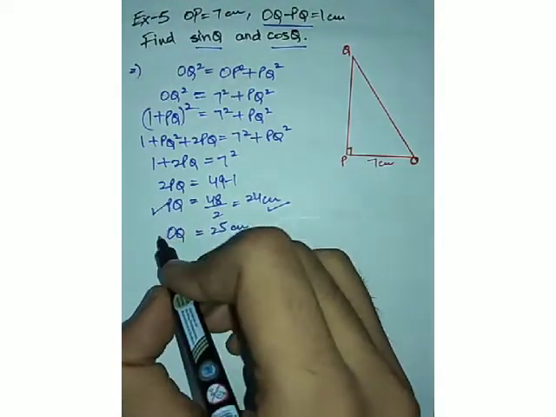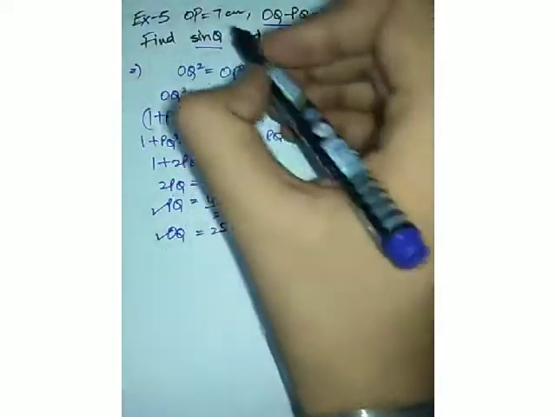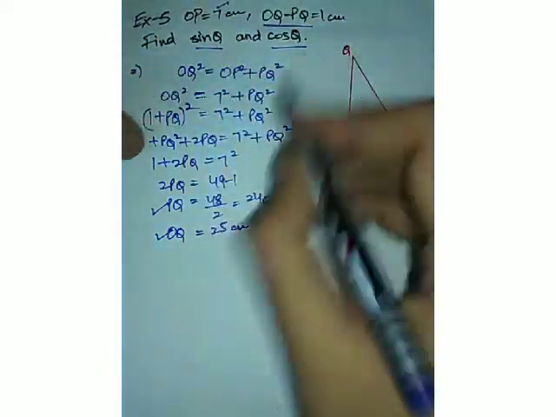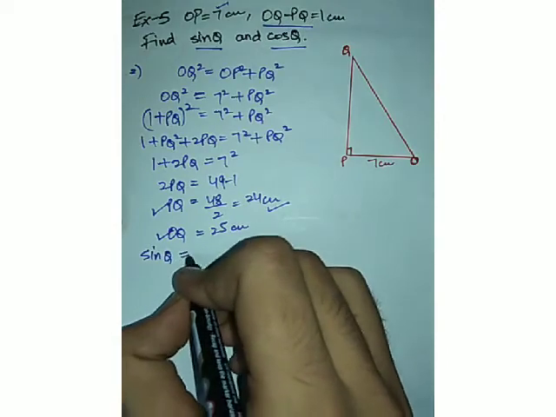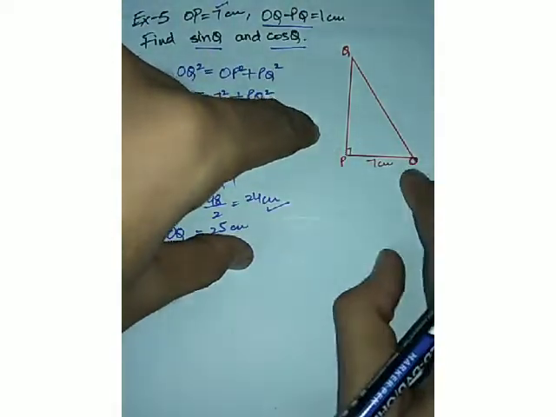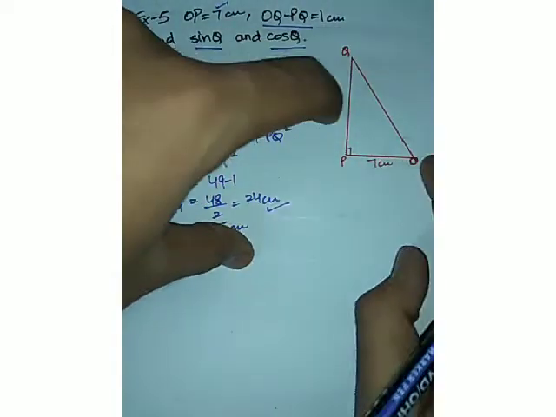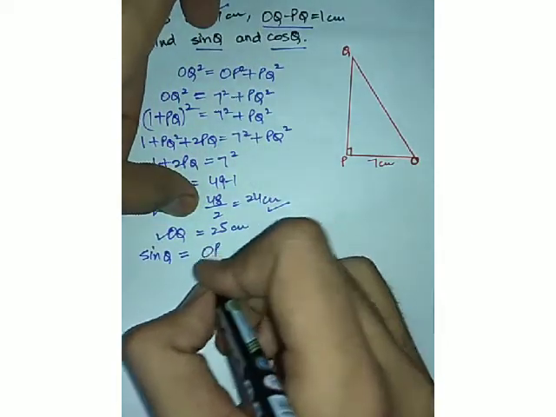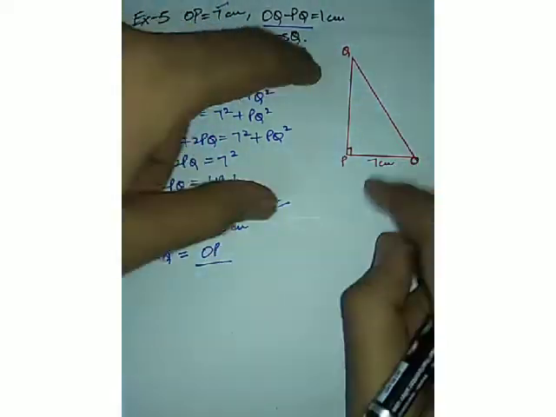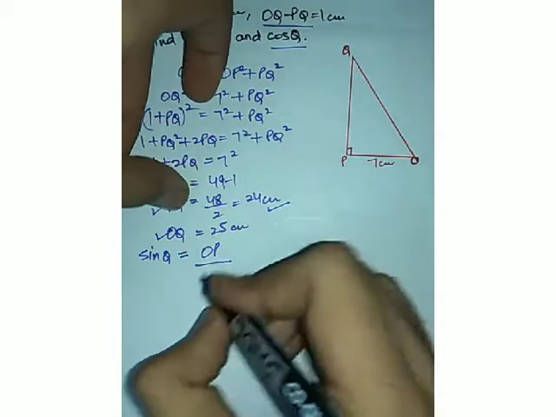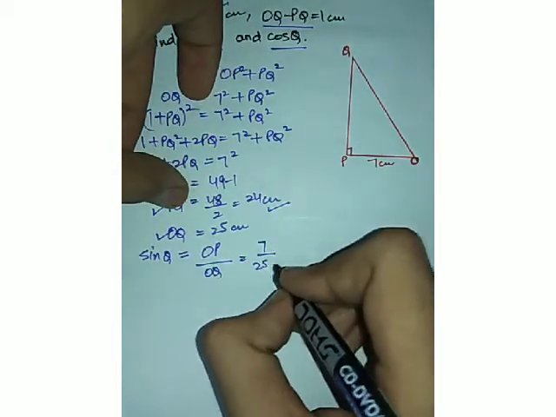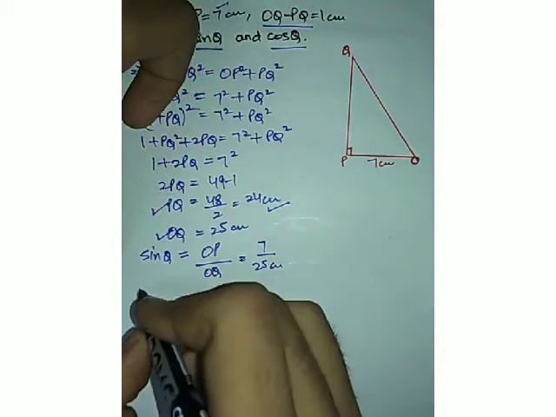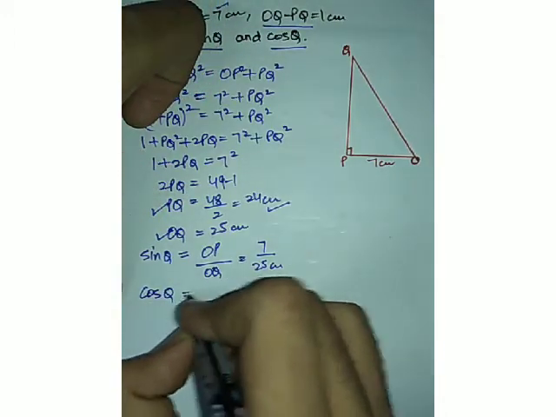You have PQ, you have OQ, you already had OP. You can easily find the value of sine Q. Now what is sine Q? That is perpendicular. What is our perpendicular? Because it's opposite to the angle, it's OP divided by hypotenuse. Hypotenuse is OQ. So what is OP? That is 7. What is OQ? That is 25 centimeter.